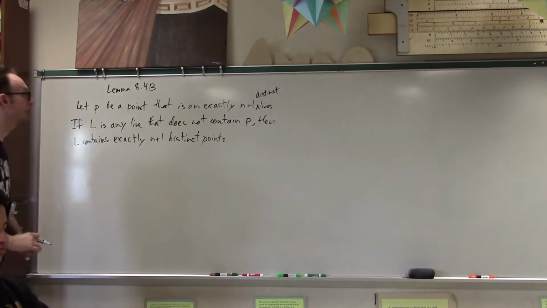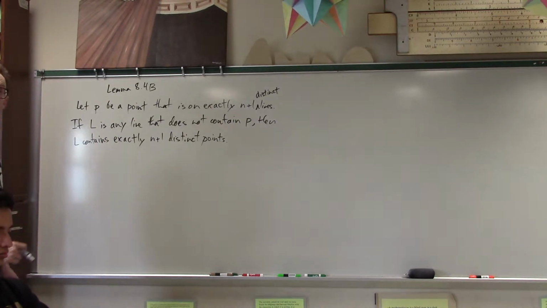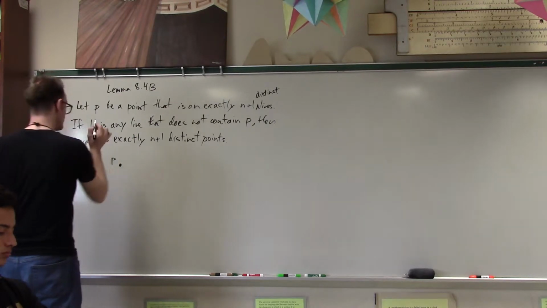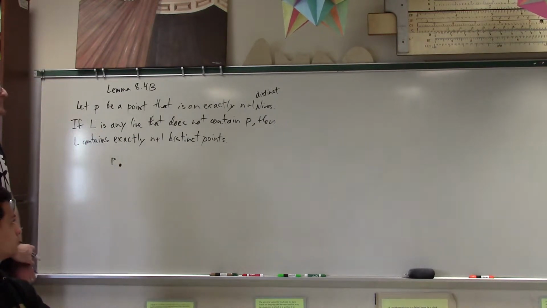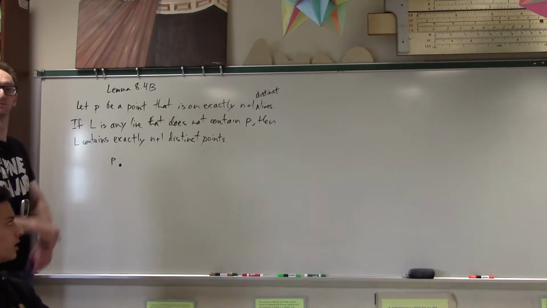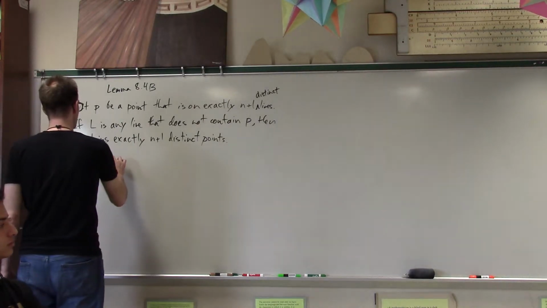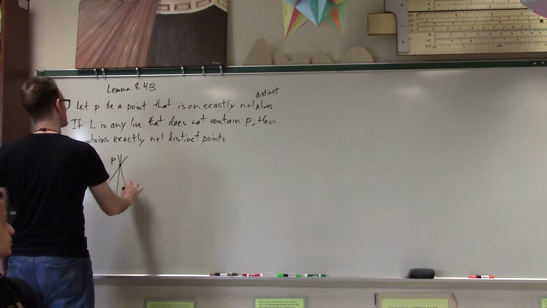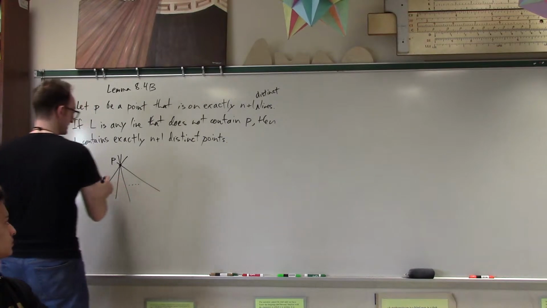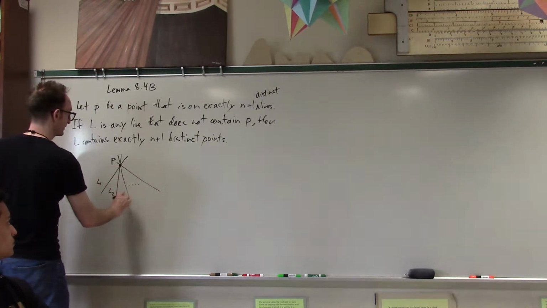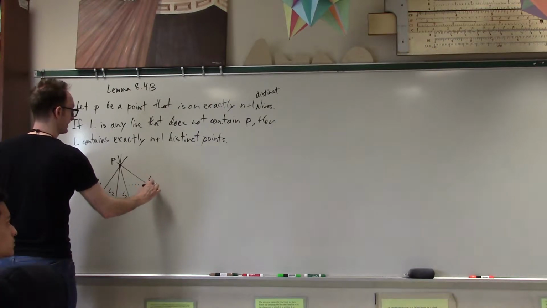Okay, let's begin. What do we have? We have a point P, and what do we know about this point P? We know that it is on exactly n+1 distinct lines. What would you like to call these lines? L1 through Ln+1. Excellent choice. So here's a line, here's a line, dot, dot, dot. Let us call these lines L1, L2, L3, up to Ln+1.